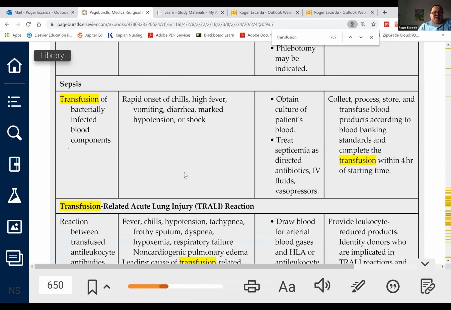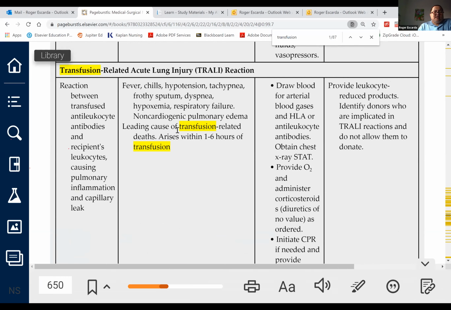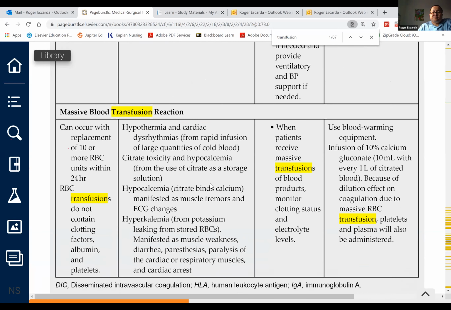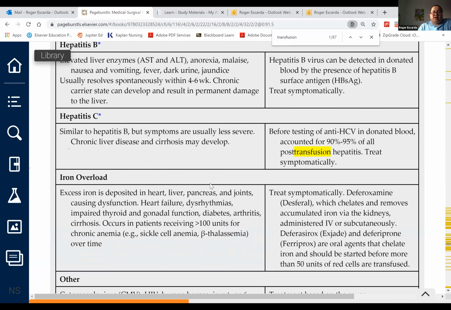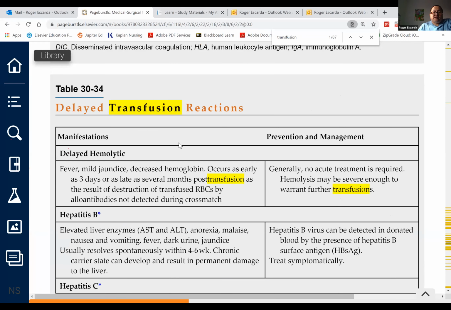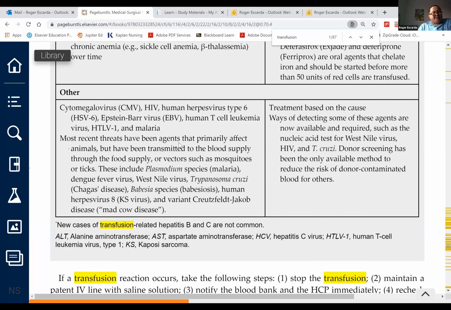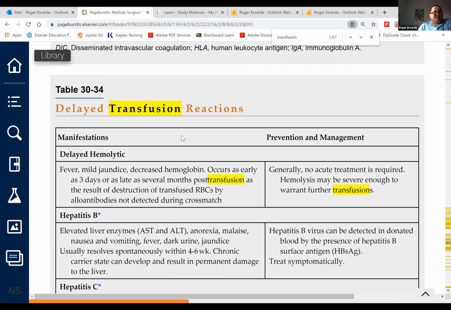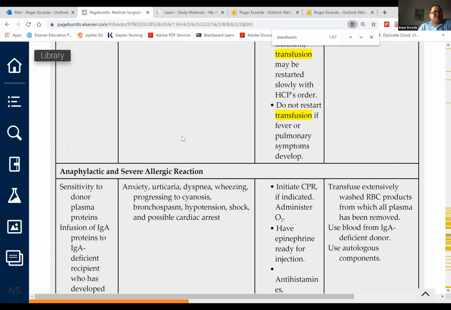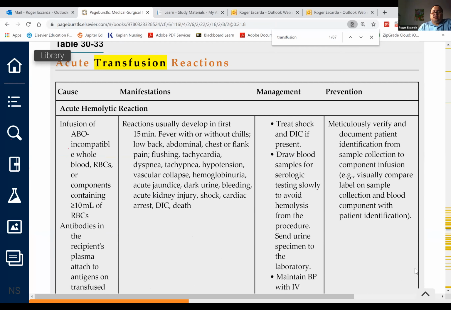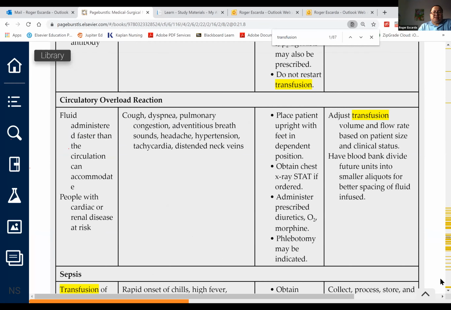Sepsis, of course, is also dangerous. Or this one, acute lung injury, because this can lead to ARDS, respiratory failure. The other table, table 30-4, is not very common, so I doubt Dr. Grant will test it. But the first one, table 30-3, lists the most common transfusion reactions.